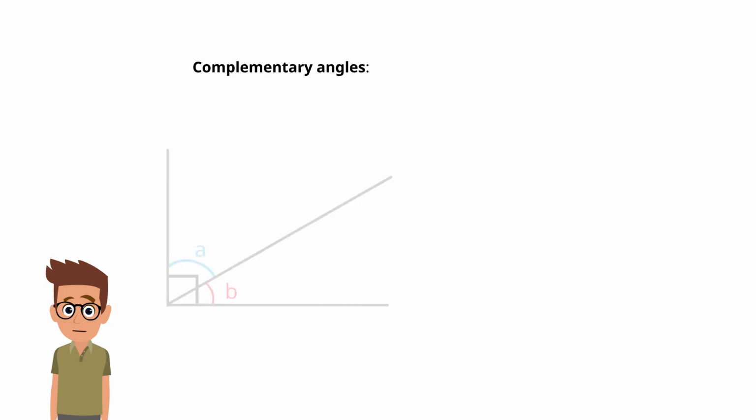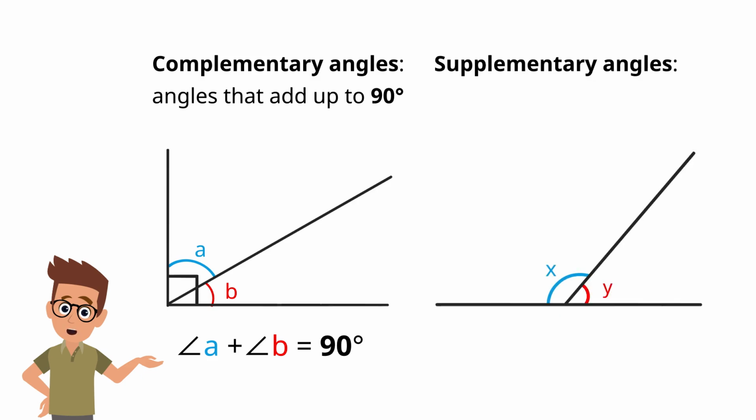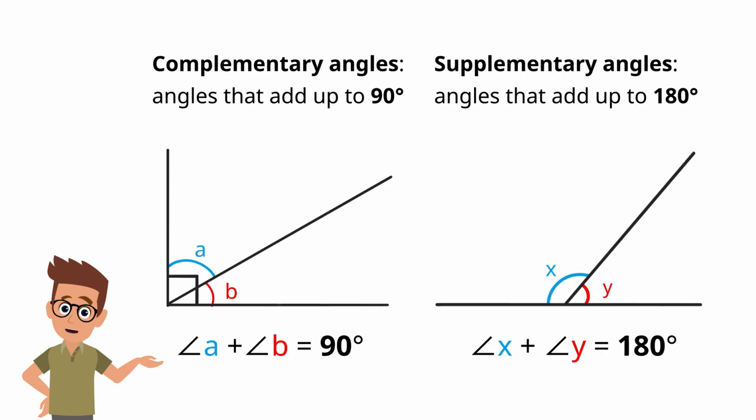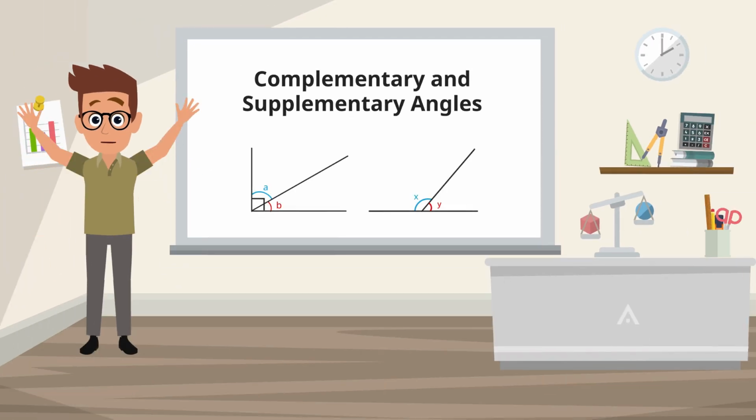In summary, complementary angles are angles that add up to 90 degrees, and supplementary angles are angles that add up to 180 degrees. Today we have learned about complementary and supplementary angles.